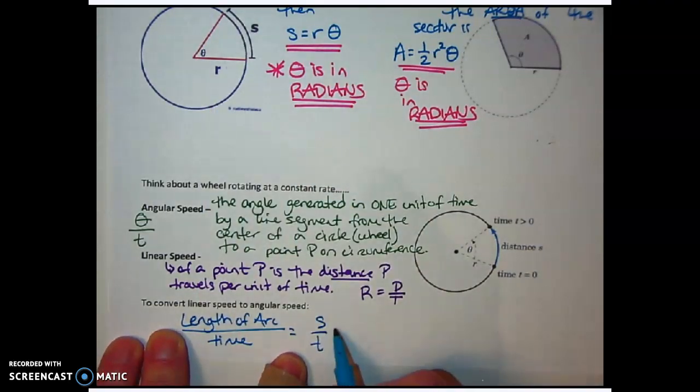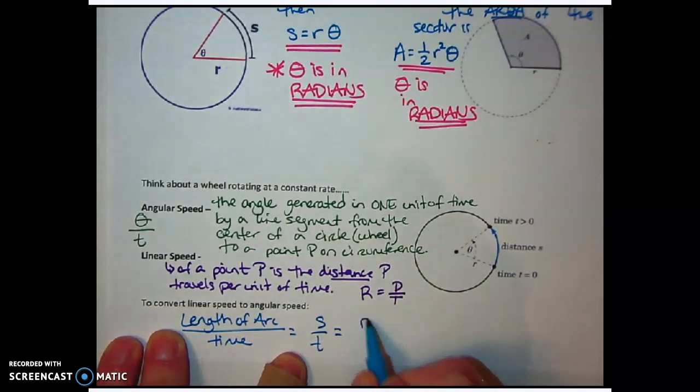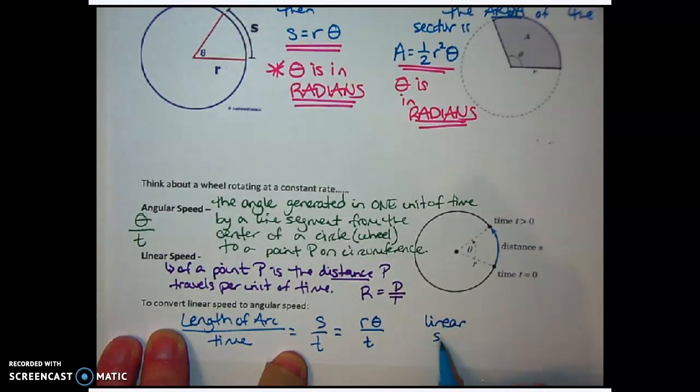But then remember that our s, the length of a circular arc, is r times theta over time. So basically this is telling us that our linear speed equals r times our angular speed, because remember this theta divided by time is our angular speed, so it's r times our angular speed.